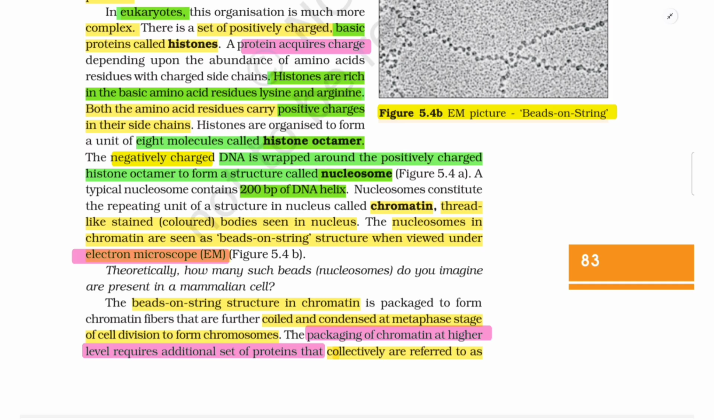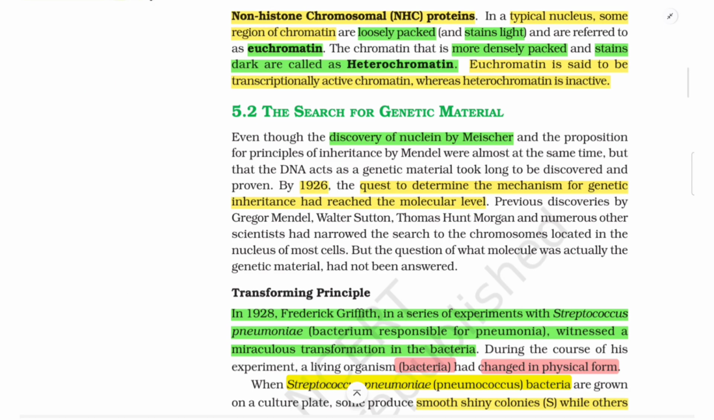The packaging of chromatin at a higher level requires an additional set of proteins that collectively are referred to as non-histone chromosomal, NHC, proteins. In a typical nucleus, some regions of chromatin are loosely packed and stain light and are referred to as euchromatin. The chromatin that is more densely packed and stains dark is called heterochromatin. Euchromatin is said to be transcriptionally active chromatin, whereas heterochromatin is inactive.